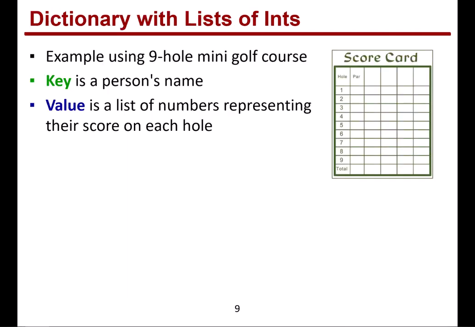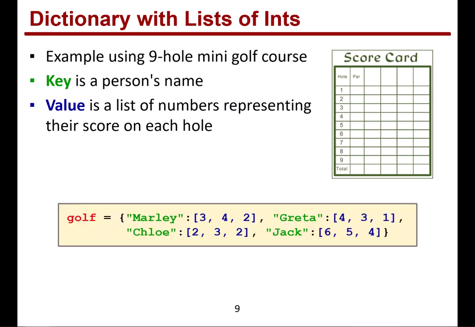Now, another way to look at this would be a list of ints. Same idea, right? In this case, we have people playing mini golf. There have been 3 rounds of golf. Each of the 4 players has a score for each of those 3 holes. And so what you see here is golf is my dictionary. Got my curly brace. And then I've got 4 keys and values, which are lists. In this case, 3 list items.